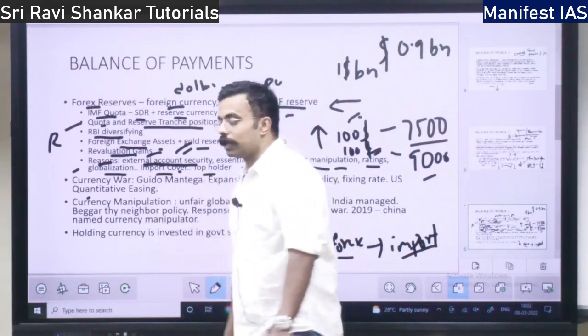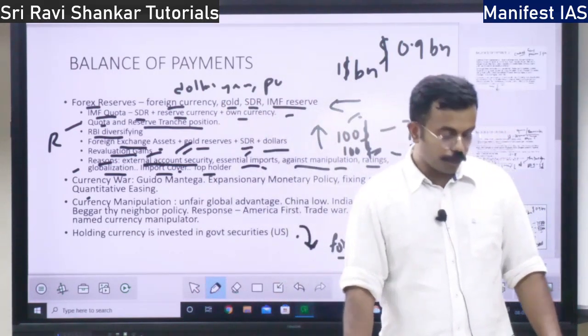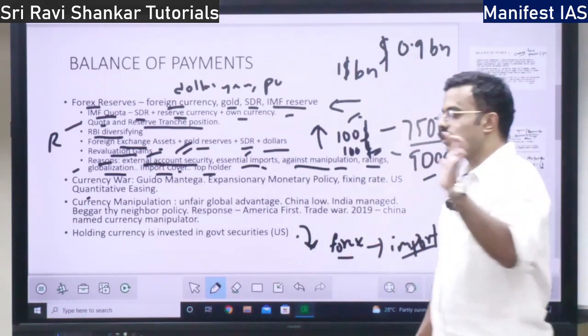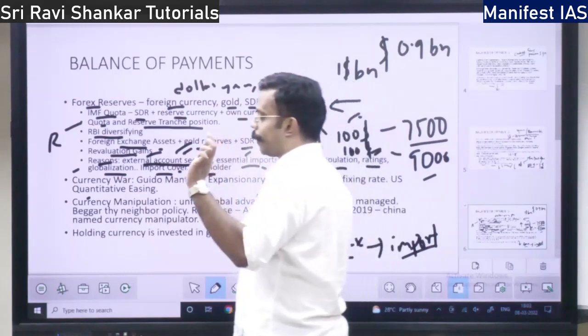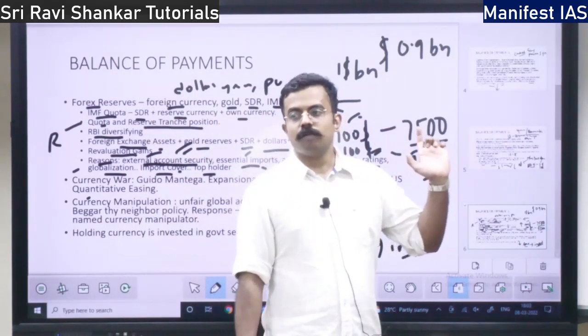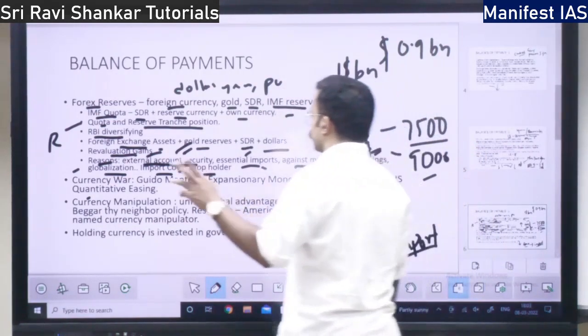So who is the top holder of forex? First, the top holder is China. Second top holder is Japan. Third top holder is Switzerland. Fourth top holder is Hong Kong. India is 7th or 8th.